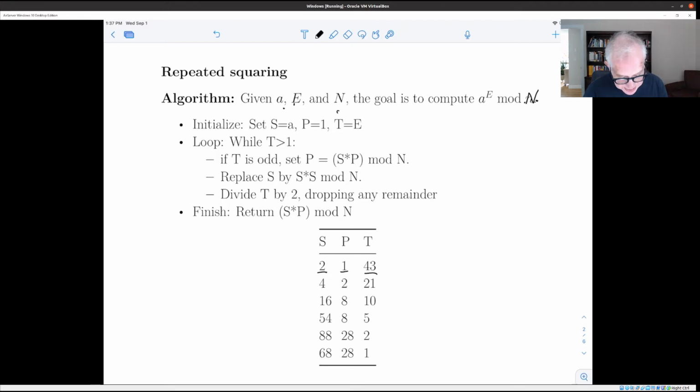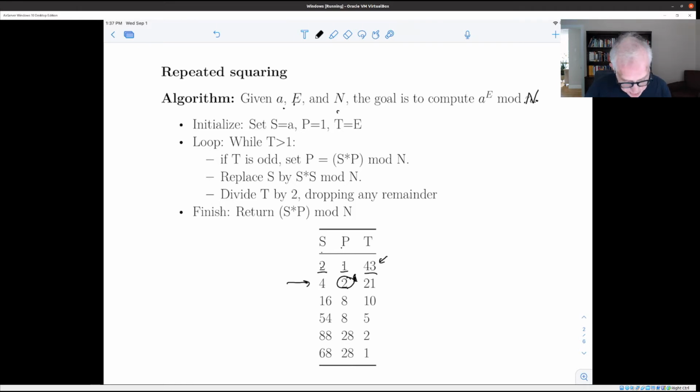You first look to see if this number is even or odd. If it's odd, you multiply the S times the P column and you write it in the P column one step down. If it's even, you just copy the P step down. In this case, it's odd, so we did 2 times 1 and got 2. And then you square the S column. So now your next row is 4, 2, and 21.